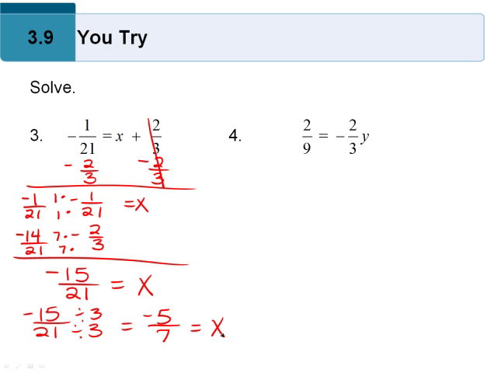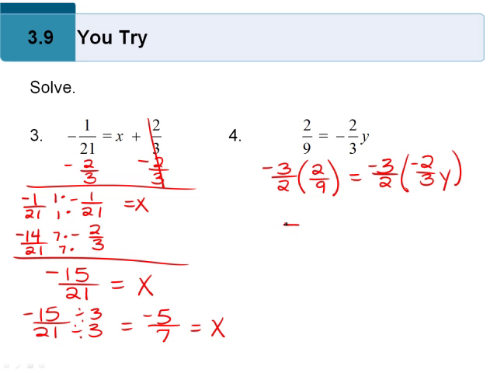Okay? All right. Number 4, 2/9 equals negative 2/3 y. Now look at the difference here. See how the negative 2/3 is right beside the variable? That's multiplication. So technically the 2/3 is division, so you have to use the reciprocal. Multiply by the reciprocal. The reciprocal is negative 3 over 2. I'm going to put that on the left side, times 2/9, and then equals negative 3 over 2 times negative 2/3 y.